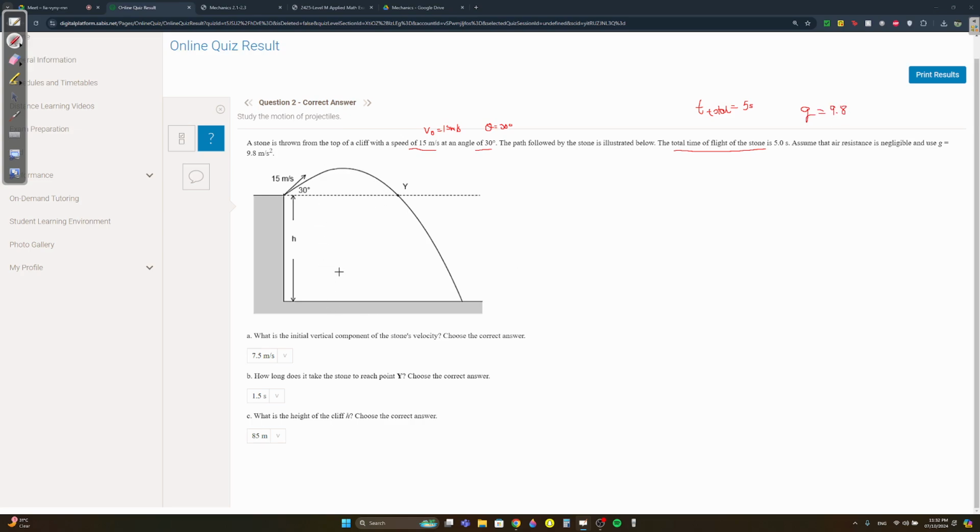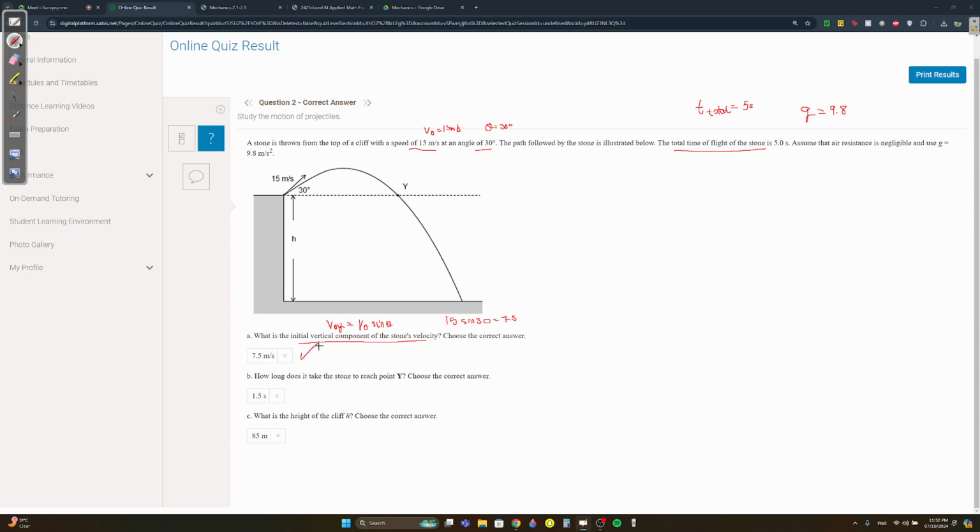What is the initial vertical component of the stone's velocity? How do you find v node y? It's equal to v node sine theta, right? You want the y component, you multiply by sine. So it's going to be equal to 15 sine 30, which is 7.5.